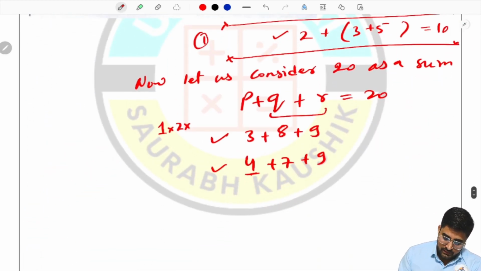Now take the next one, 5. If you take 5, now you have to make Q plus R equal to 15.